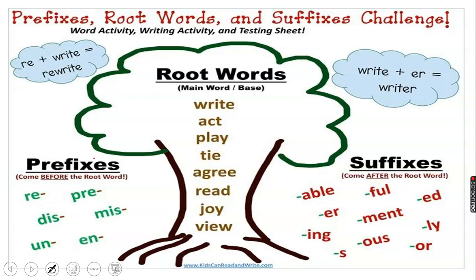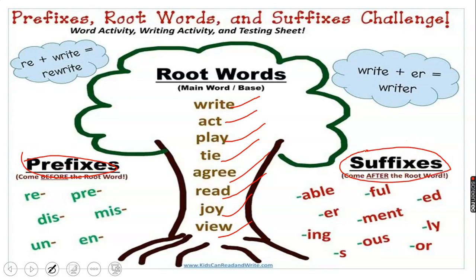Now, I have a root word here. The root word is the main word or the base word, like I explained. We have the root words write, act, play, tie, agree, read, joy, view. Now, all those words that we have here, we can try to add a prefix or suffix to them. A prefix comes before the root word. Any letters you add before the root word are the prefix, and any letter or letters you add at the end of the root word are the suffix.